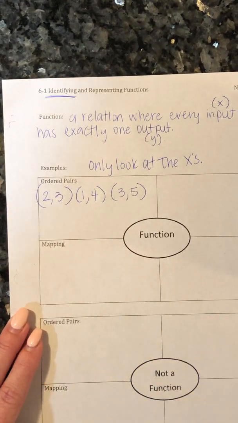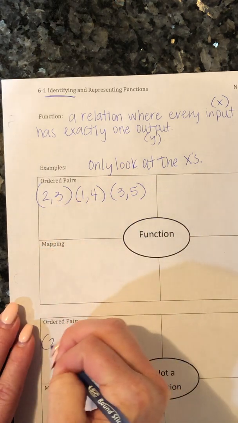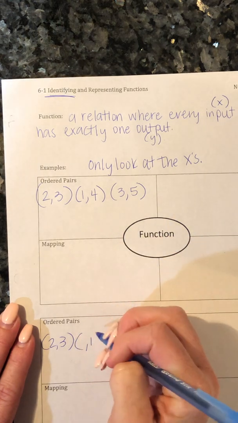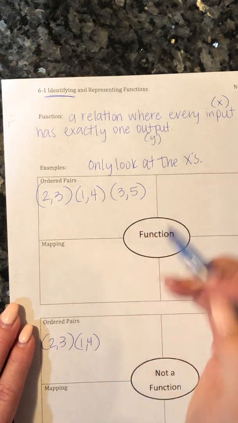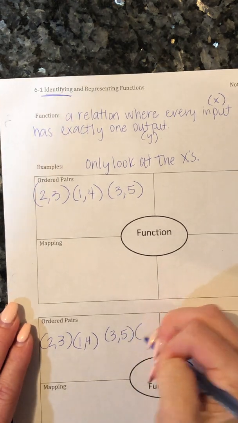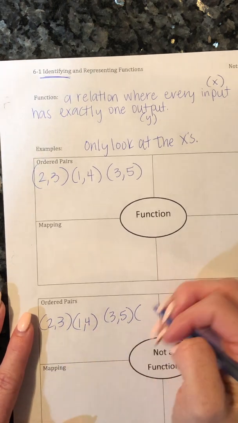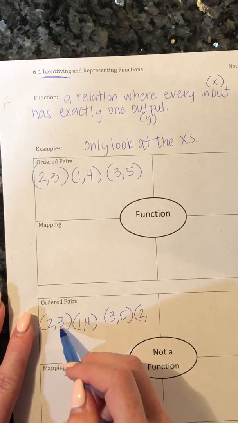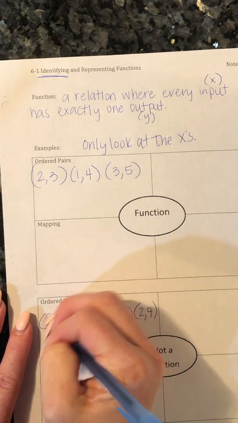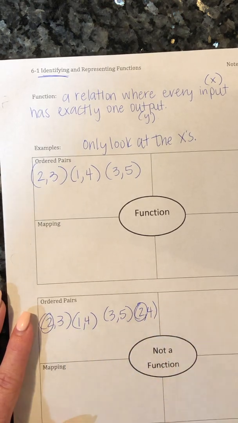So I'm going to do ordered pairs. And this time I'm going to use the exact same ordered pair of a 2, 3. And let's just use the same thing, 1, 4. And then this one, 3, 5. Now to make this not a function, I'm going to add another ordered pair. And what's going to happen is, let's say I have an input again of 2, and this time my output is 4. Why is this not a function? Because I have 2 inputs of 2 and they have different outputs.